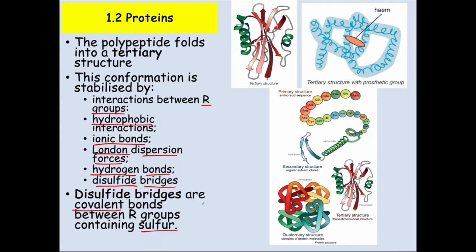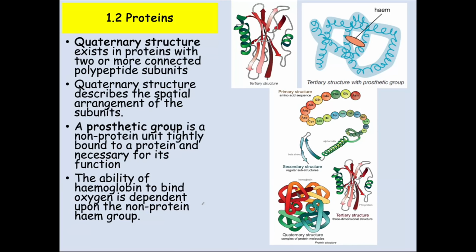So you need to know that list for your exam, and you have to be able to list those if requested. The quaternary structure exists in proteins with two or more connected subunits. Now, those subunits are long chains of polypeptide which have been folded and are already in their tertiary structure, and then they're joined together with other subunits to form the quaternary structure. We use the term quaternary structure to describe the spatial arrangement of those subunits.